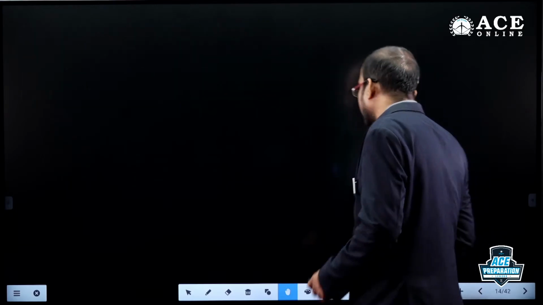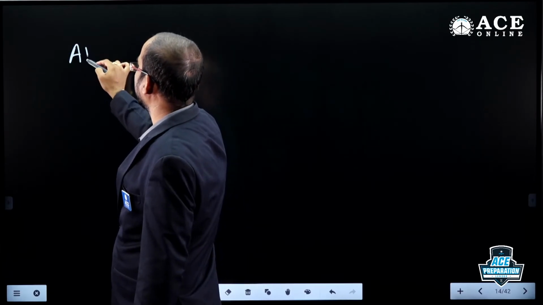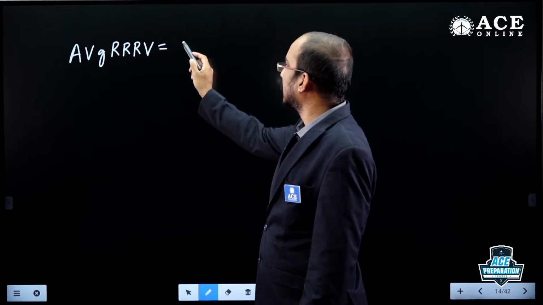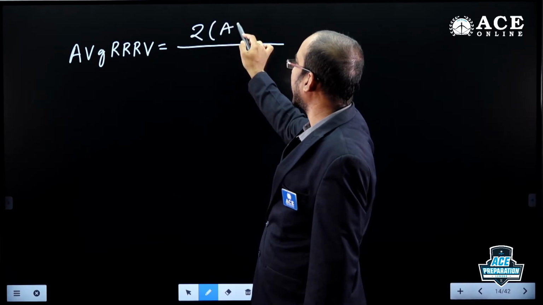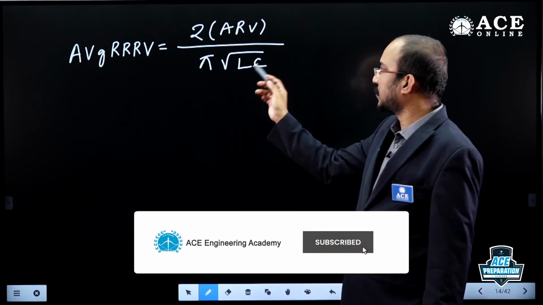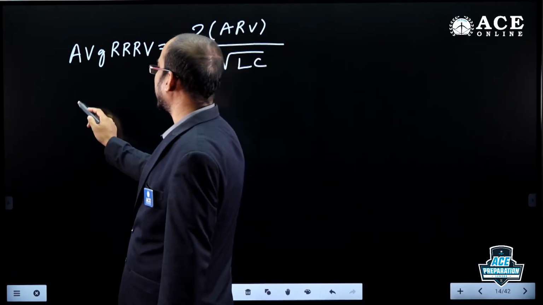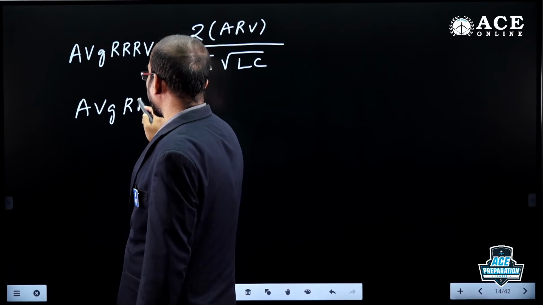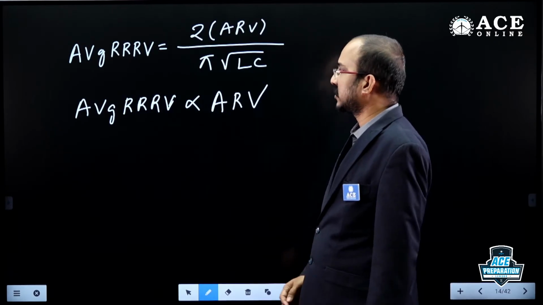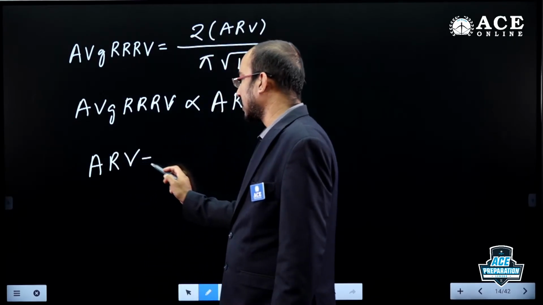Let us observe the relation for average RRRV. How do you calculate? That is nothing but 2 times active recovery voltage by pi root LC. He is not speaking about any change in inductance or capacitance, so L and C are assumed to be the same. Only the power factor got changed. So average RRRV is directly proportional to the active recovery voltage. What is the relation for ARV? How do you write active recovery voltage?